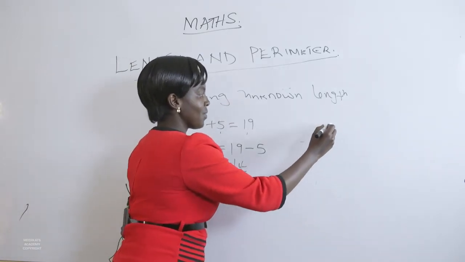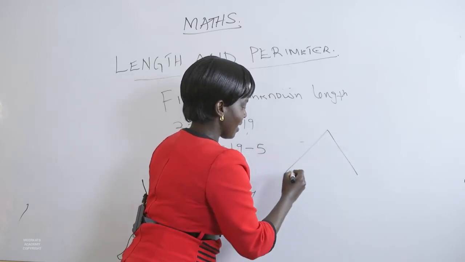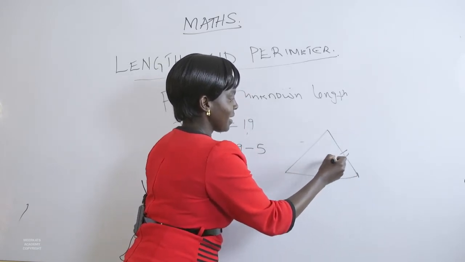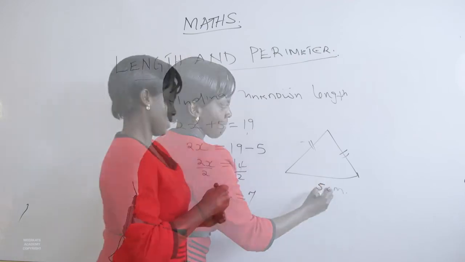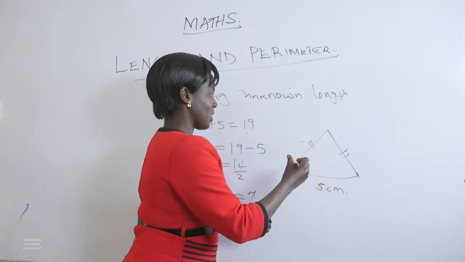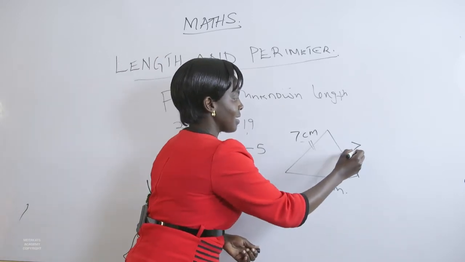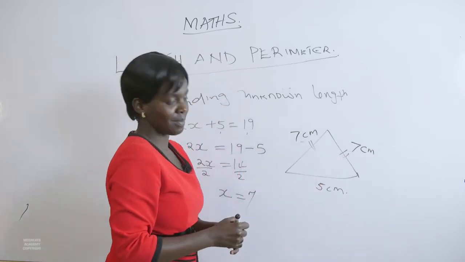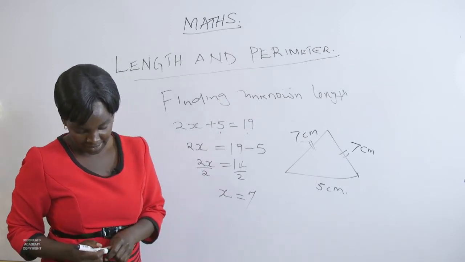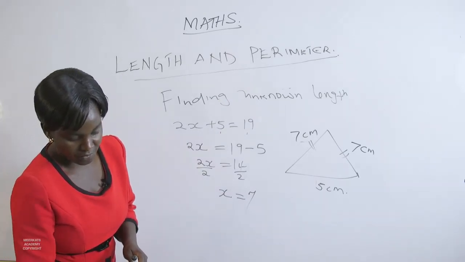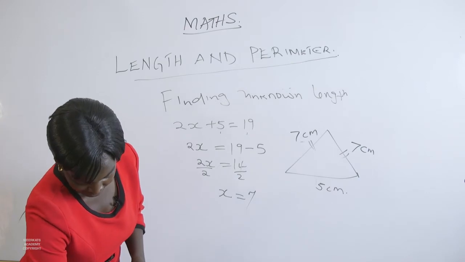So what is the value? What is the length of this missing side? 7. So that means the length of the missing side is 7 centimeters. That is how to calculate the length of the missing side.